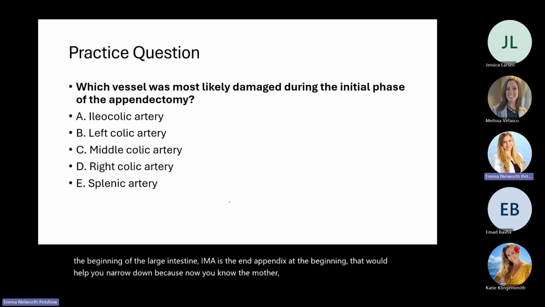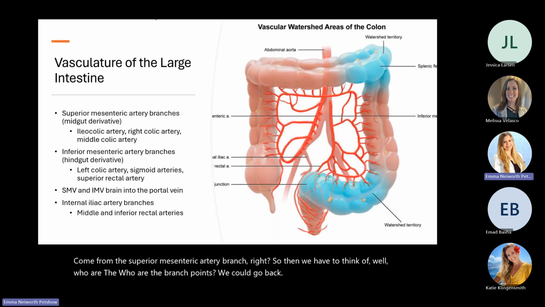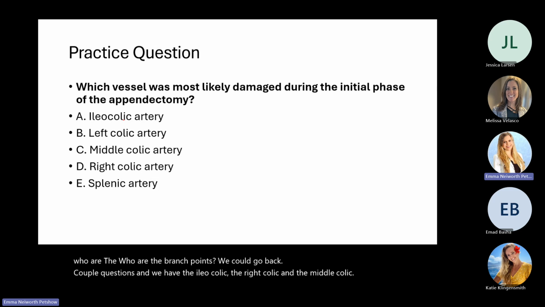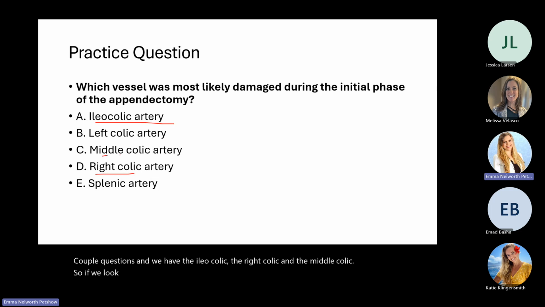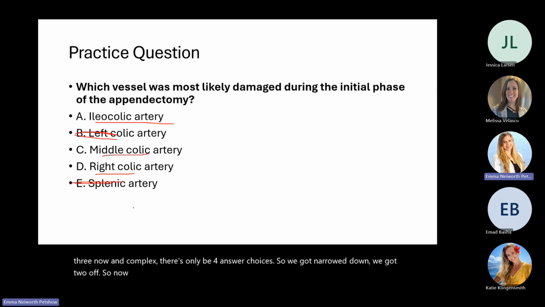Now you're like, okay, well, who are the arteries that come from the superior mesenteric artery branch? So then we have to think of, well, who are the branch points? We could go back a couple questions, and we have the ileocolic, the right colic, and the middle colic. So we've got narrowed down to 3 now. In NPLEX, there's only going to be 4 answer choices, so we got 2 off. Now from here, this would be where knowing who supplied the organ would be the most helpful.